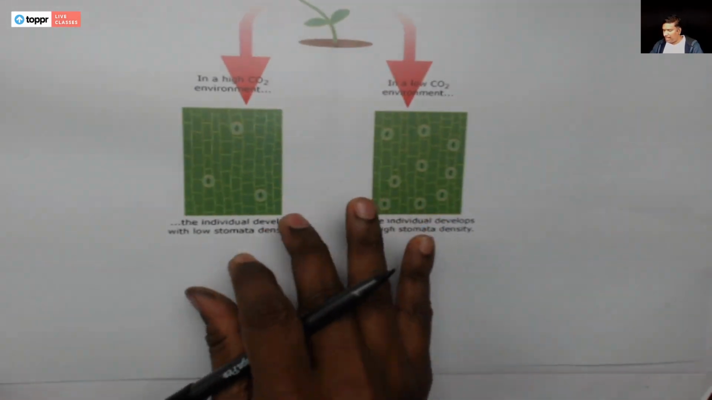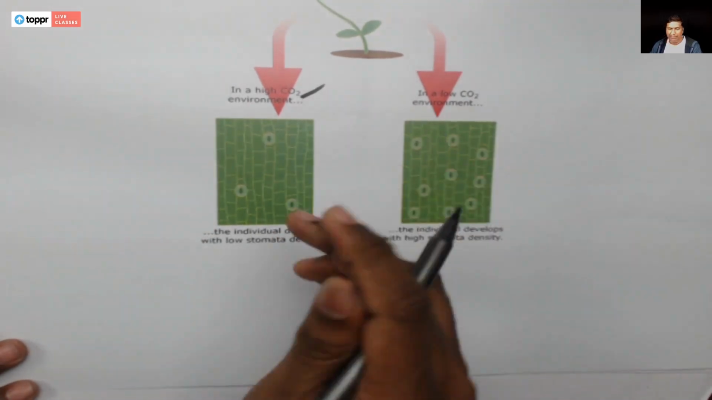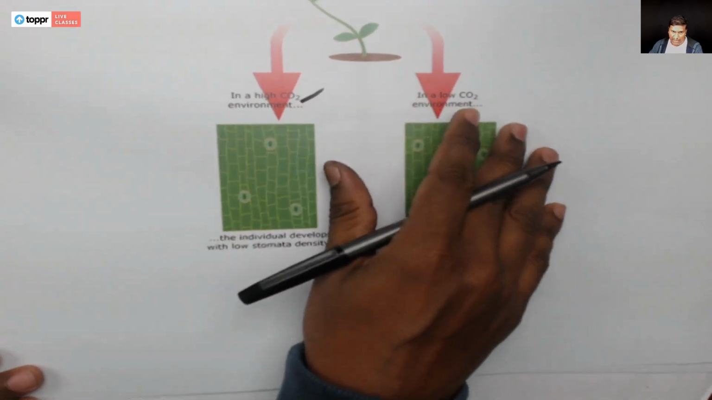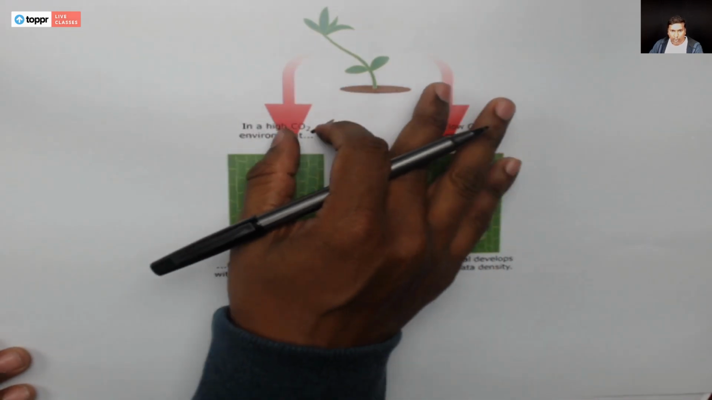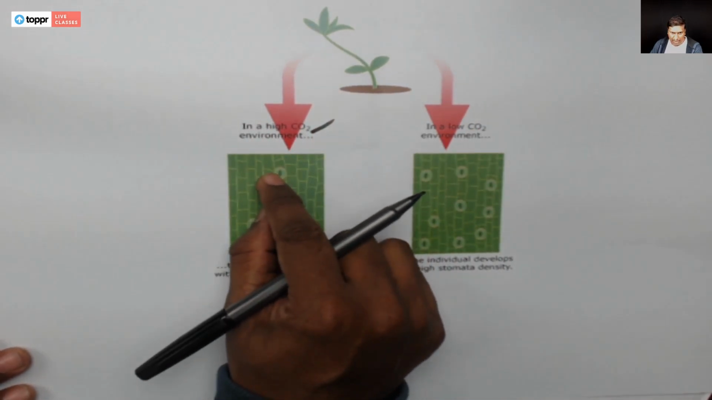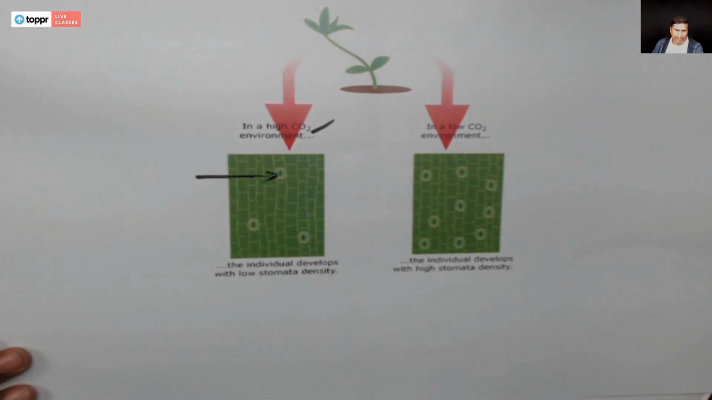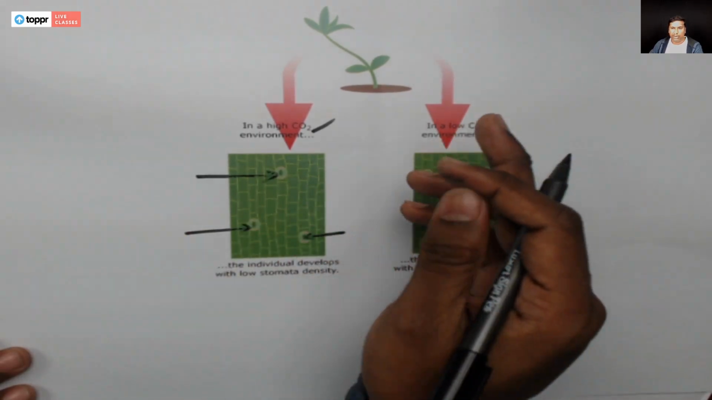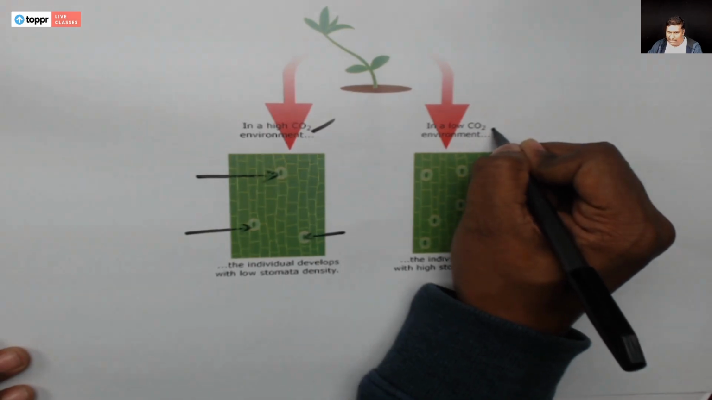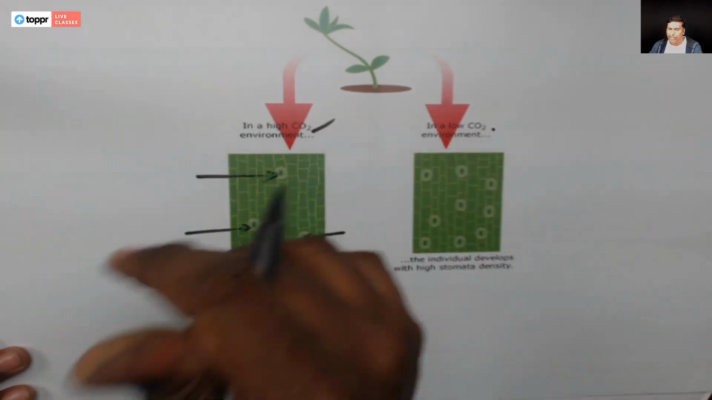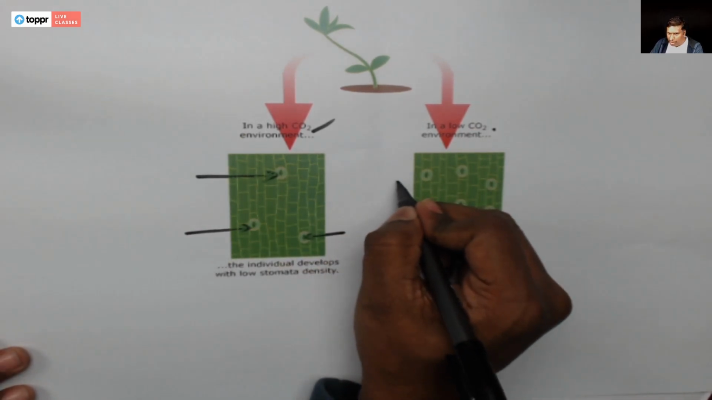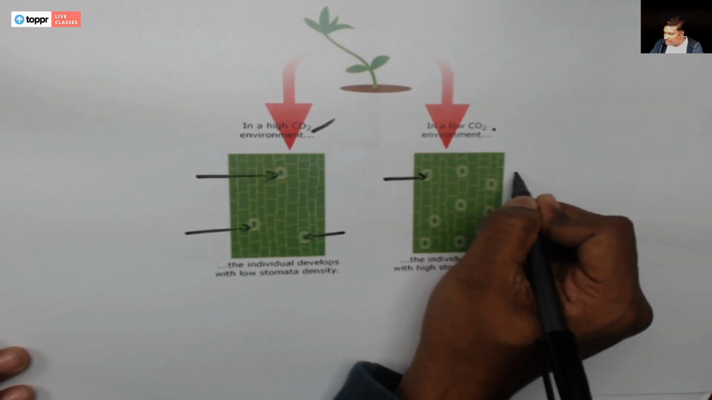So let's take a plant which is actually growing in high carbon dioxide environment. When you have enough carbon dioxide, you don't need more stomata because the carbon dioxide required for the photosynthesis process will enter through the stomata. However, if a plant is growing in an environment where there is low carbon dioxide, it needs to increase the intake of carbon dioxide. More and more carbon dioxide has to be taken because already in the environment very less amount of carbon dioxide is available. So in order to take in more carbon dioxide, the plant will start making more stomata.